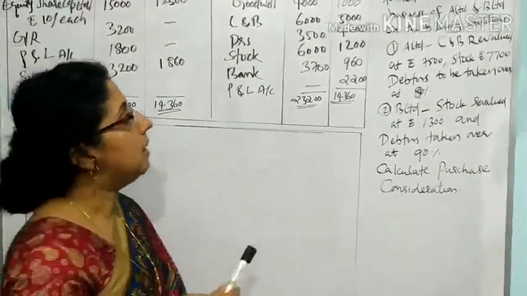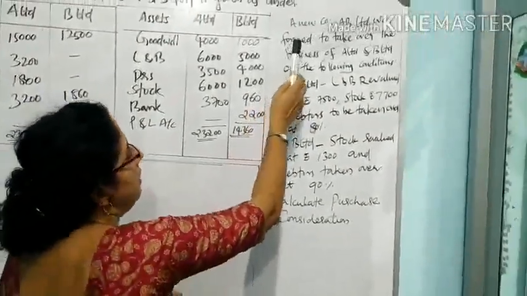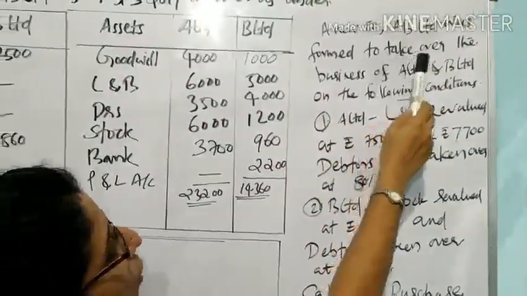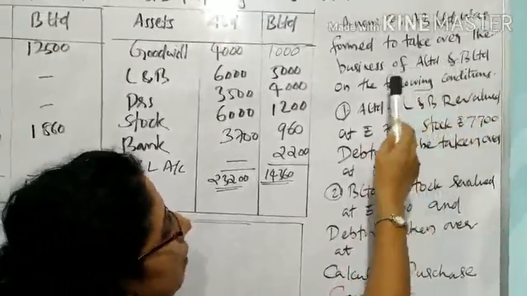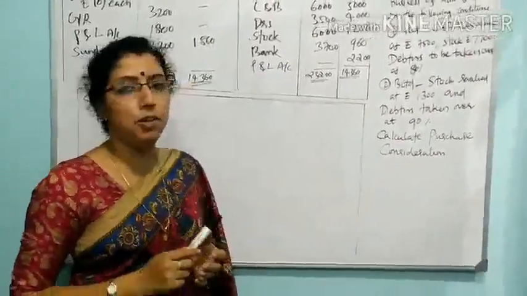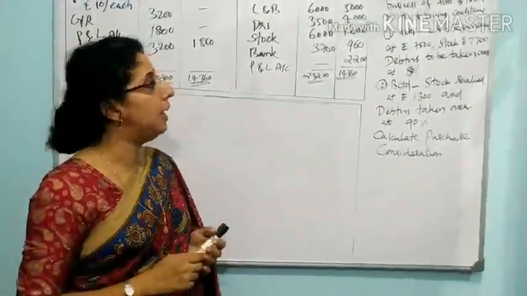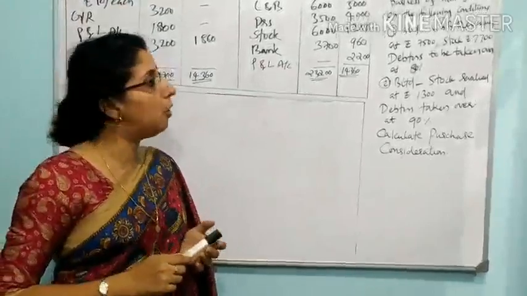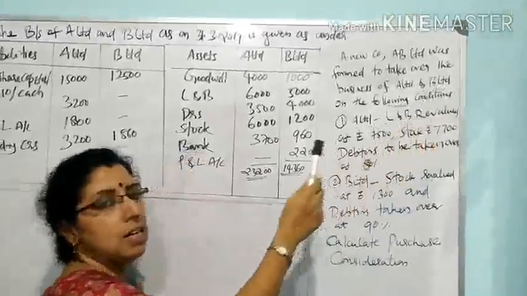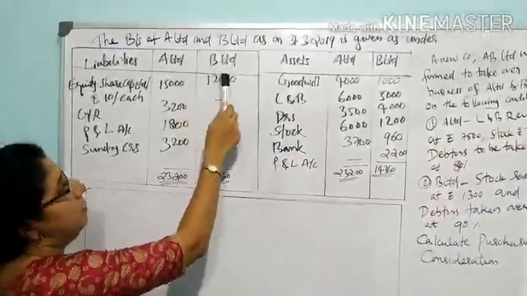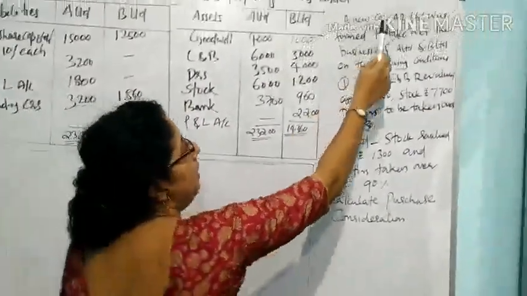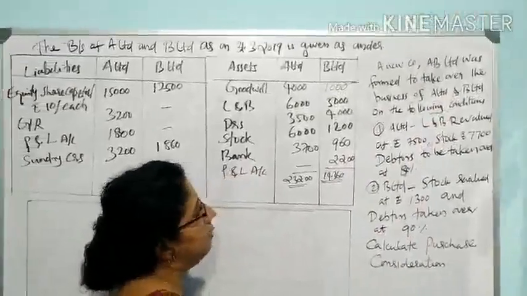Okay. Then other information is given here. That is, a new company, AB Limited, was formed to take over the business of A Limited and B Limited on the following conditions. Here a new company is formed and the new company's name is AB Limited. This AB Limited is going to take over the assets and liabilities of both A Limited and B Limited. So in our question, A Limited and B Limited are the selling companies. And who is the purchasing company? Here AB Limited is the purchasing company. Then what are the conditions?